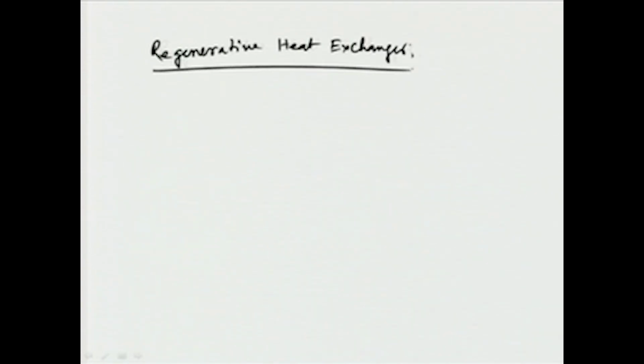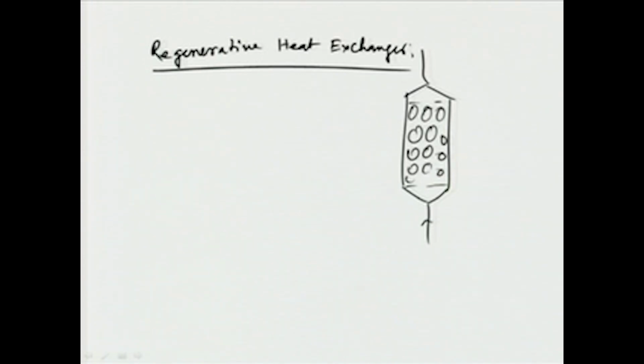So, what is being done in this case is basically a heat transfer between two streams, by passing the hot and cold fluids alternatively through a bed of solids. So, we have a bed of solids, it's like this. We can say this is the bed of solids, and then the streams are passed. It can be counter current, it can be co-current, usually it is counter current.